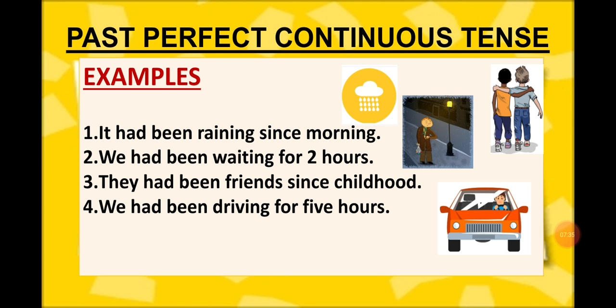Here are some examples. It had been raining since morning. We know the starting point, and it is still raining. We had been waiting for 2 hours. They had been friends since childhood. We had been driving for 5 hours. We are using for when we are discussing a specific time, like 2 hours, 5 hours.